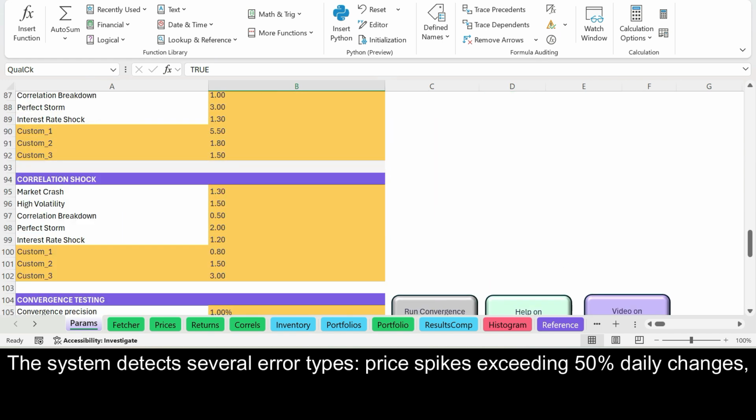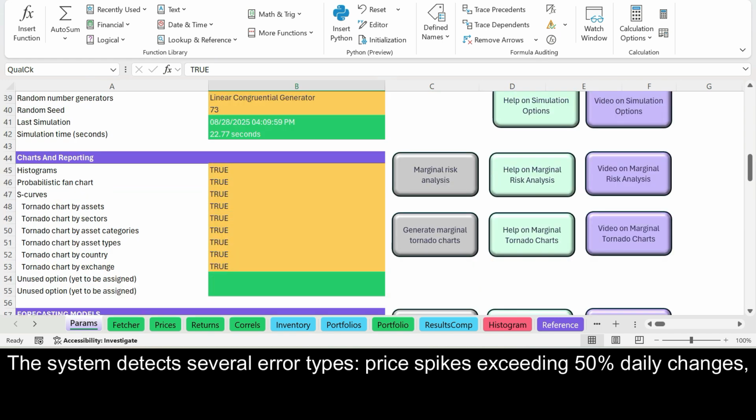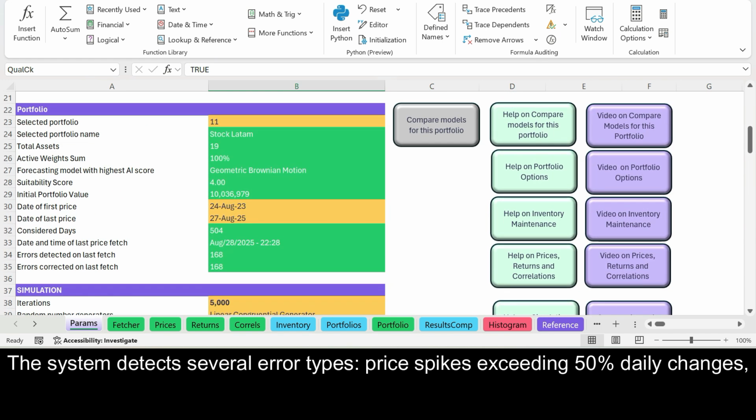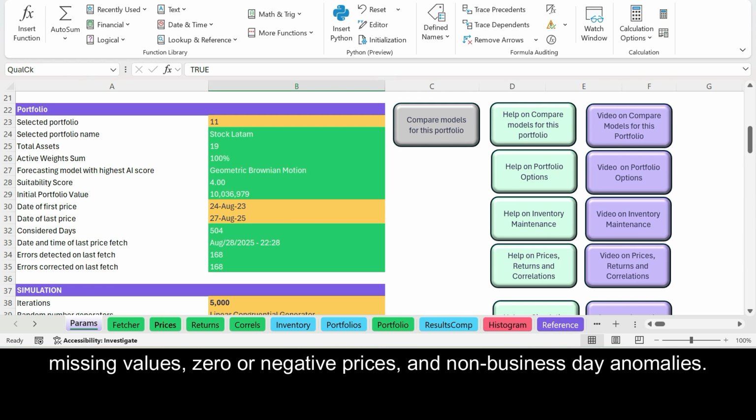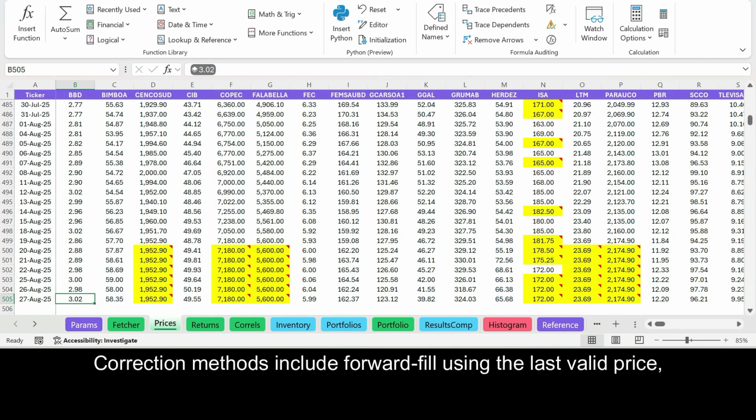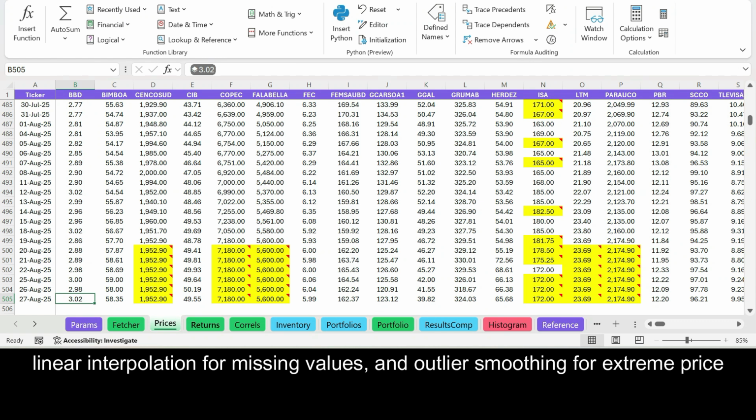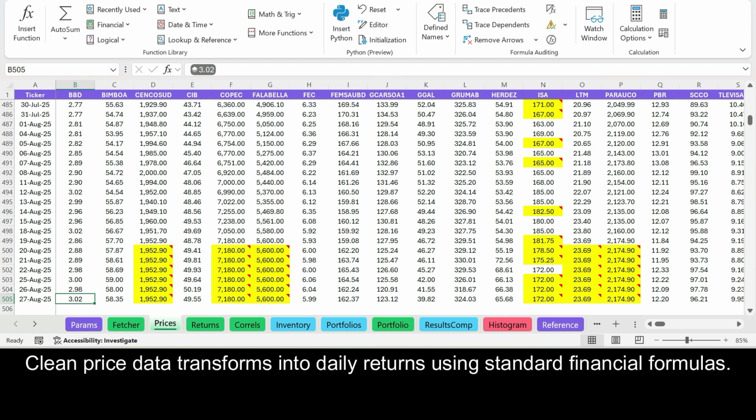The system detects several error types: price spikes exceeding 50% daily changes, missing values, zero or negative prices, and non-business day anomalies. Correction methods include forward fill using the last valid price, linear interpolation for missing values, and outlier smoothing for extreme price movements. Clean price data transforms into daily returns using standard financial formulas.